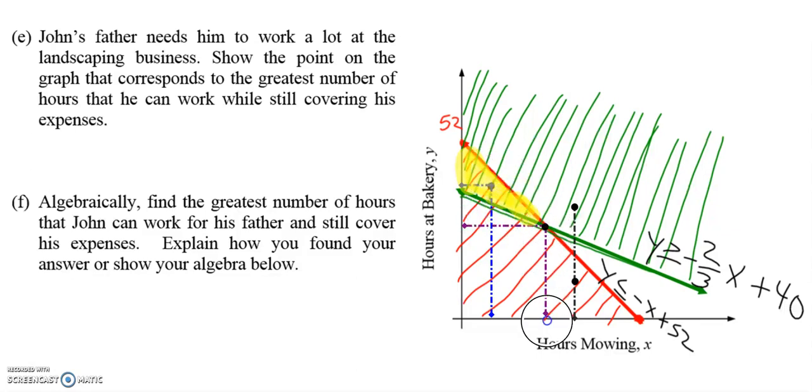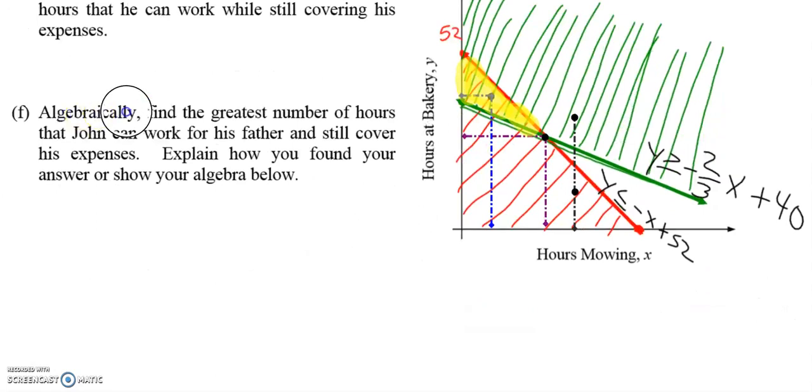Now, if I tried to go more hours and I went to the right, we'd have a point maybe here in the red, we'd have a point here in the green, but look, we're outside of our region where we need for our expenses. So he can't work both these amounts, he could only satisfy one of them, but not both. So this is the maximum amount of hours mowing. As I move to the right, this is the point that's farthest to the right in the yellow region. Hopefully that makes sense to you. So that's the point we're looking for right there.